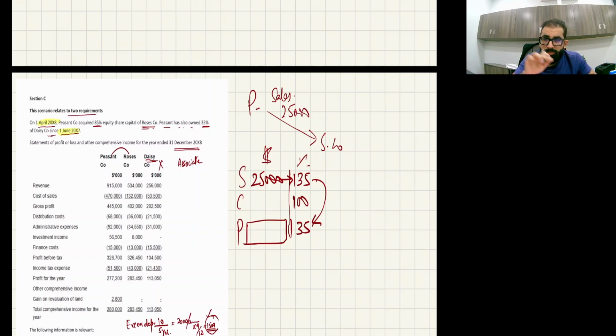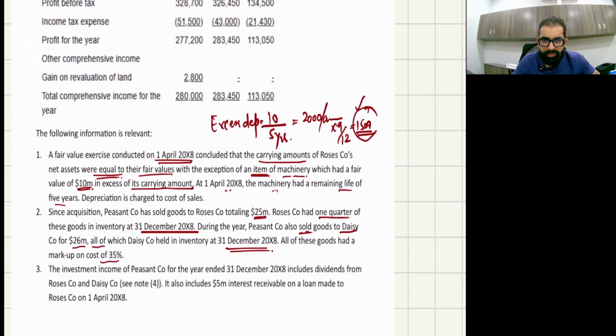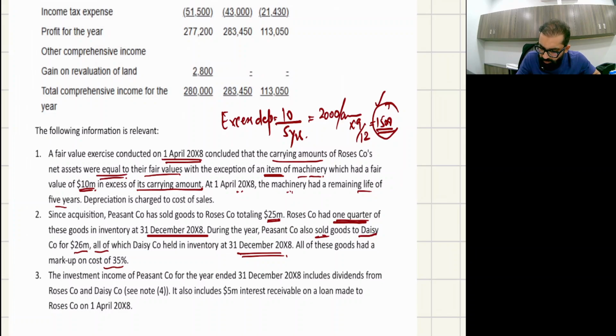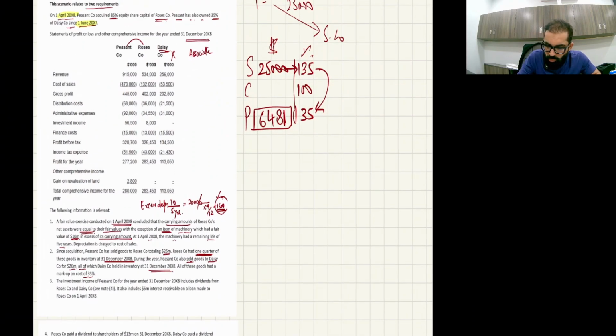First of all, calculate the total profit. It is 6481, I'm rounding it off. Now this 6481 is the total profit. Now how many goods are unsold at the year end? They are saying one quarter of these goods are in the inventory. So one quarter is your URP. Your URP is 1620.